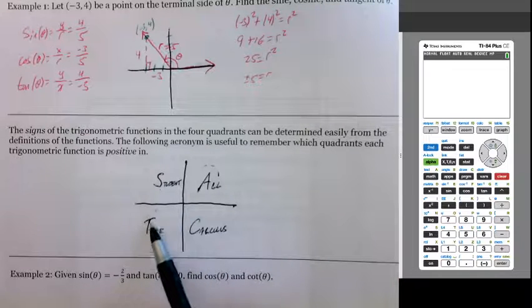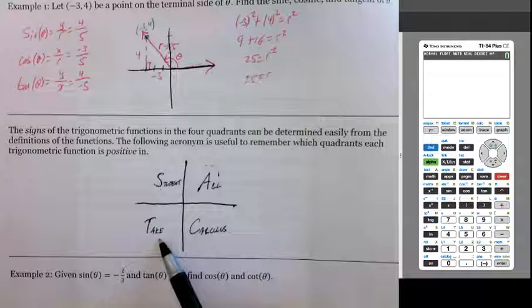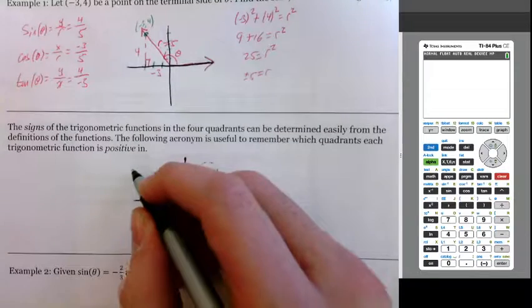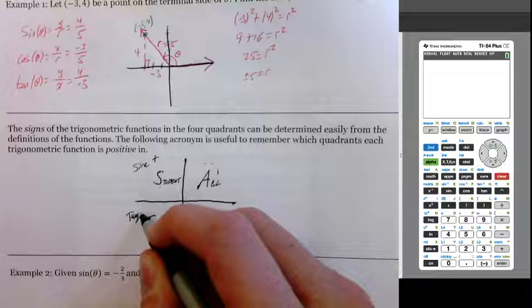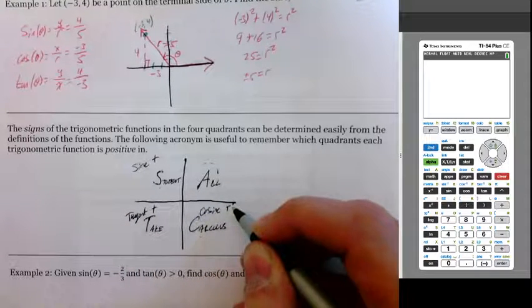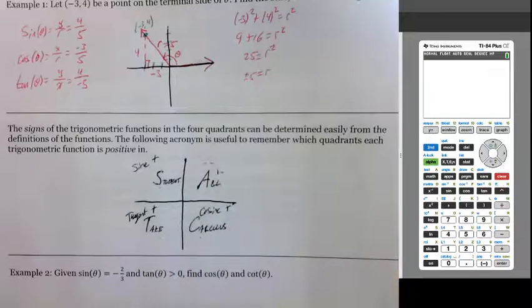The T stands for tangent being positive down here, only tangent. And C stands for cosine being positive down here, only cosine. So sine is positive, tangent is positive, cosine is positive in their respective quadrants. The other trig functions are going to be negative in those quadrants. All of them are positive in the first quadrant.